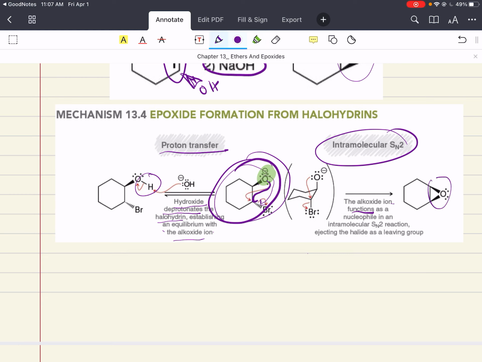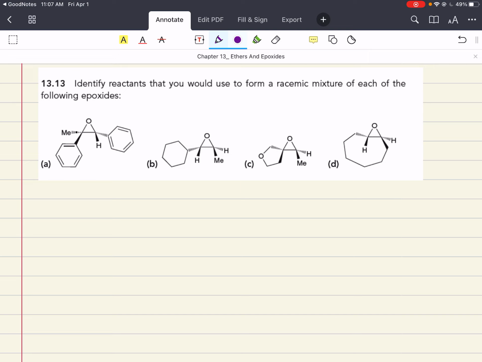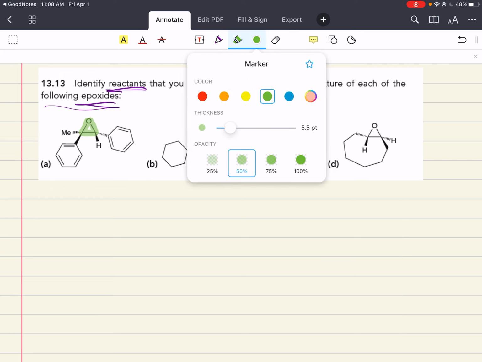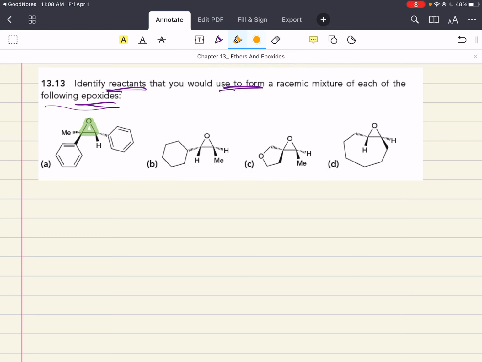Fantastic. So let's put this into play with a few practice problems, to make sure that we have a good handle on these. Identify reactants that you would use to form the following epoxides. So here's our epoxide. We're going to highlight it. Then we're going to use a different color, something bright like orange, to identify the groups attached to the epoxide, specifically here.